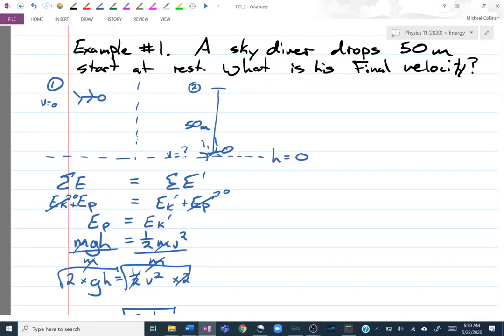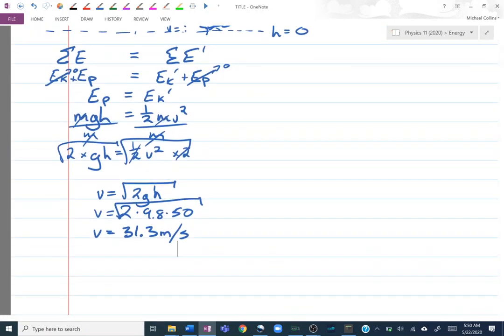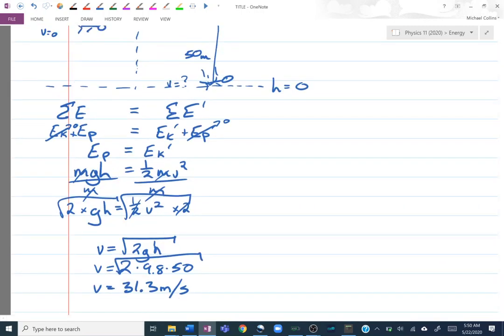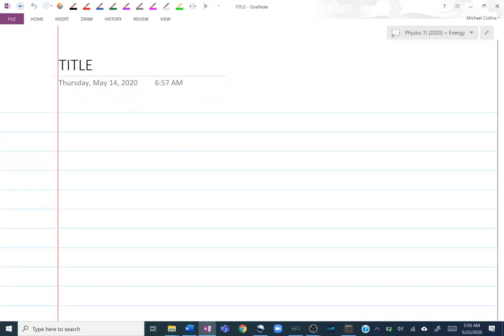And there you go. That is how we can use conservation of energy to look at how fast a skydiver is going. Let's look at the next page. Let's look at a runner.